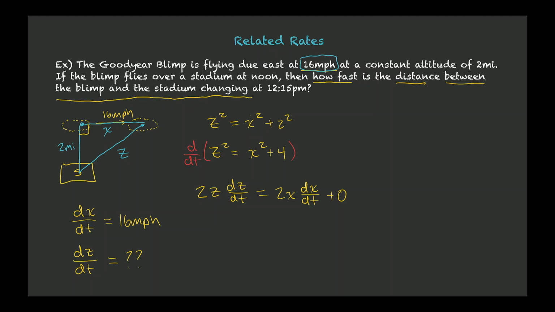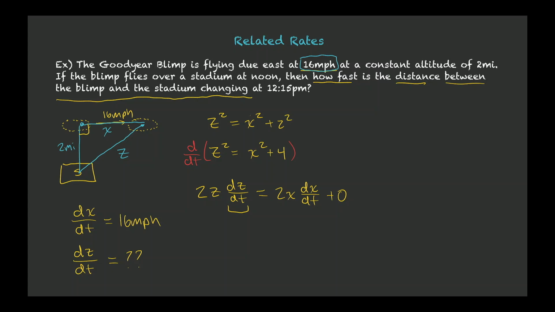So now it's asking us what is dz dt. In order to solve that, I just need to figure out everything else. Well, it already told me what dx dt is. 2 is just a number in this expression, so I need to figure out what z and x are. So we'll have to do a little bit of side work on this problem.